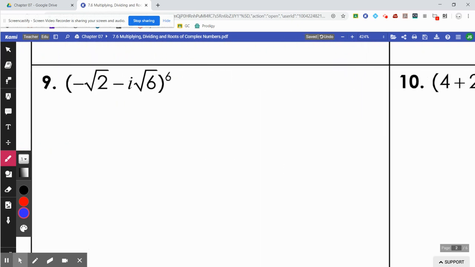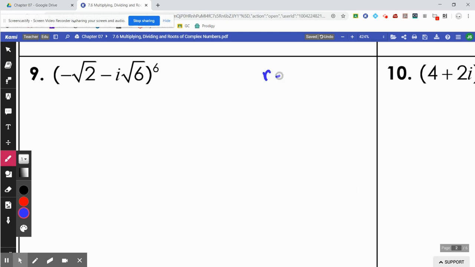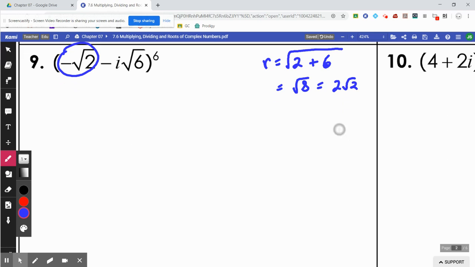Number 9, what happens when you raise this to the 6th power? Now, could you do this the old way and actually raise these out to the 6th power? Sure. But again, much easier using de Moivre's theorem. Your modulus is going to be the absolute value of this complex number. So let's do the square root of a squared plus b squared. When you square a negative, it becomes a positive. So that'll be a positive 2 and a positive 6. So you get root 8, which is going to clean up to 2 root 2. That's going to be your modulus.